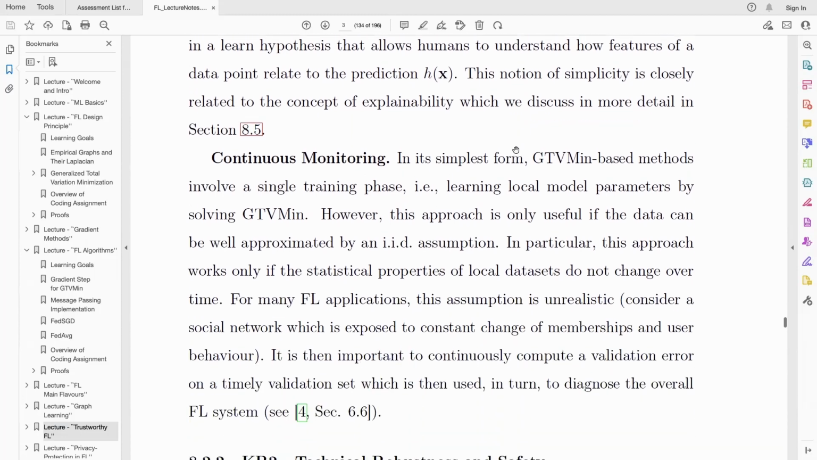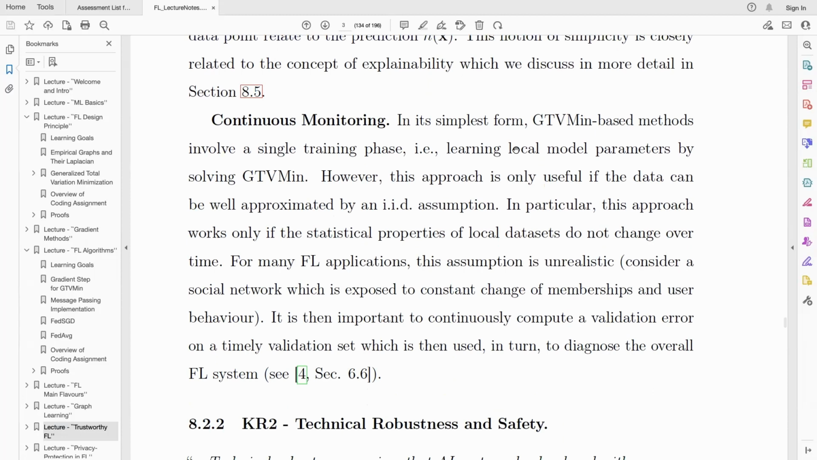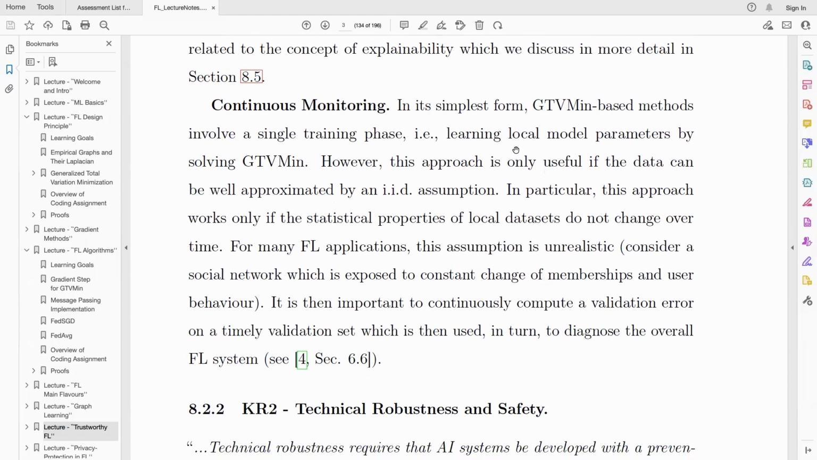Okay, then for human oversight, it's also important to continuously monitor the federated learning system. The federated learning algorithms that I presented in earlier lectures can be used in a one-step, single-shot setting. So you collect the data sets, you set up the optimization algorithm, and you train the local models. And then you use it all the time. But this might not be useful for several reasons.